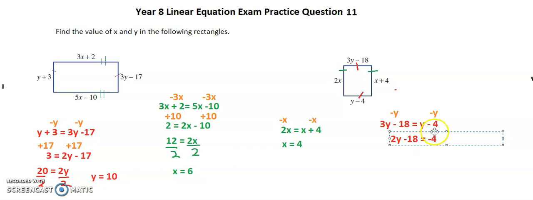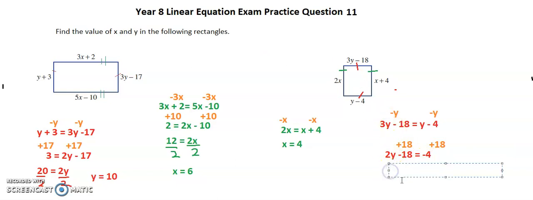So the next thing I want to do, I want my constants to be all on one side. So to do that, I need to do the opposite of negative 18, take away 18, which is plus 18. So that leaves me with 2y on my left-hand side, and negative 4 plus 18 is positive 14. To get y by itself now, I need to divide both sides by 2. If I divide both sides by 2, it becomes 14 divided by 2 is 7.